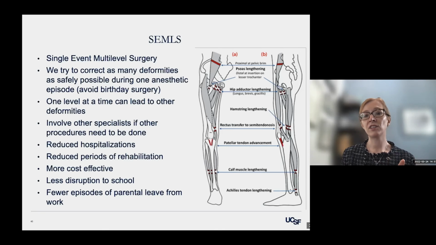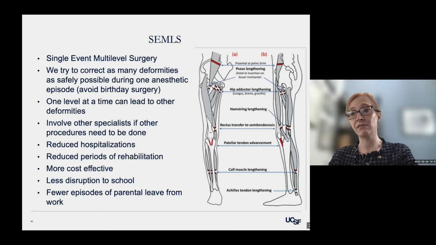So one level at a time can lead to other deformities. So we'd rather just take care of everything all at once. We might even involve other specialists if other procedures need to be done. So maybe they also need something done on their G-tube, or plastic surgery needs to do something. We try and do this all at once. This reduces hospitalizations, and it reduces the periods of rehabilitation. It's more cost effective, and it involves less disruption of school and fewer episodes of parental leave from work.